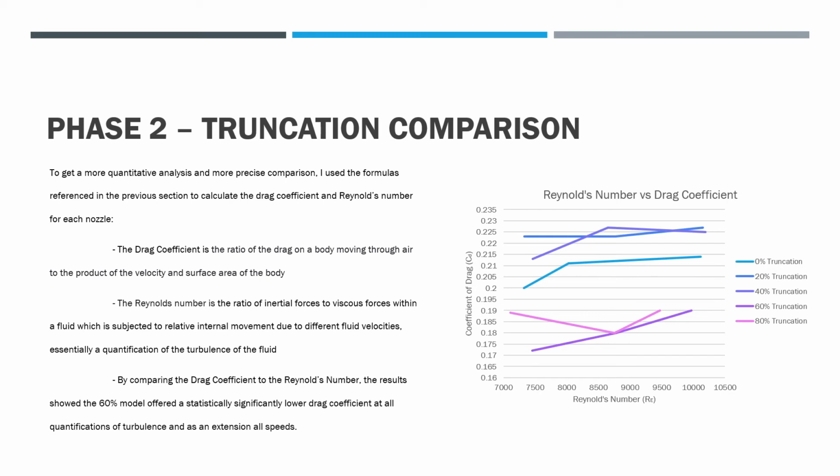The drag coefficient being the ratio of the drag on a body moving through air to the product of the velocity and surface area of the body, and the Reynolds number basically being a quantification of the turbulence of the fluid. By comparing the drag coefficient to the Reynolds number, the results showed that the 60% model offered a statistically significantly lower drag coefficient at all quantifications of turbulence, and as an extension, all speeds, meaning that the 60% nozzle was the most efficient at converting the wind coming in from the tunnel through output exhaust.